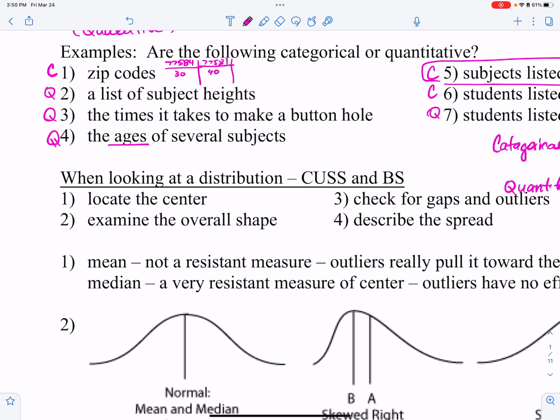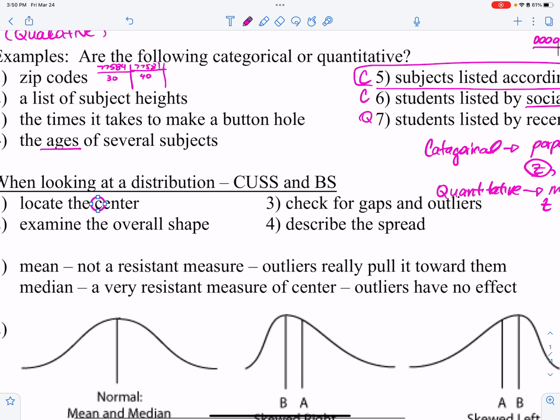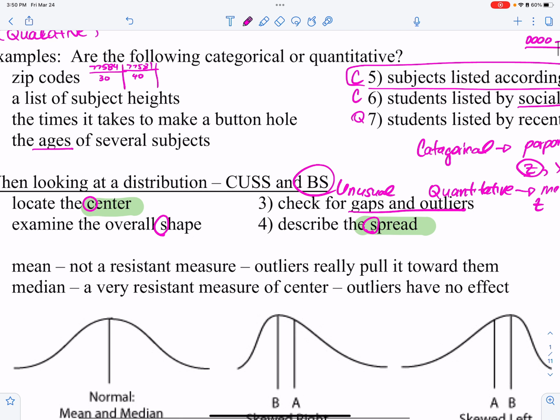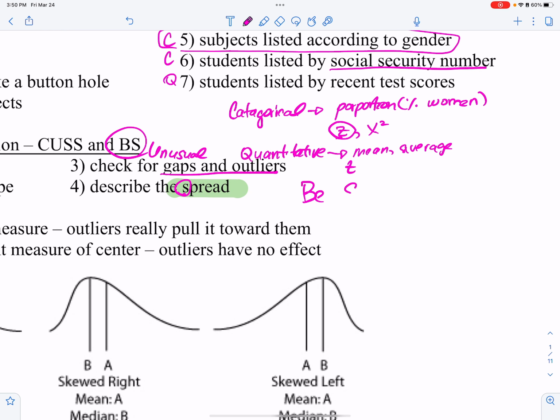All right, when you're looking at the distribution, this is a one variable distribution. Use CUSS and BS. C for center, U for unusual features, and you check for gaps and outliers there. Shape is S and spread is S. Remember, when you're doing center and spread, make sure you have the context, and that's the BS. BS is be specific, and you're specific when you're giving the context.